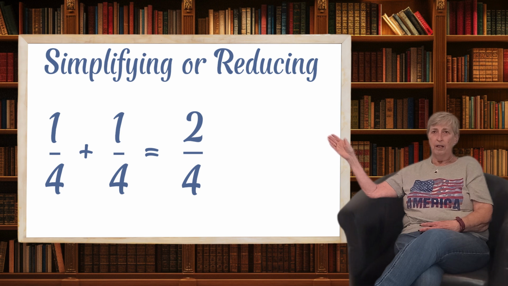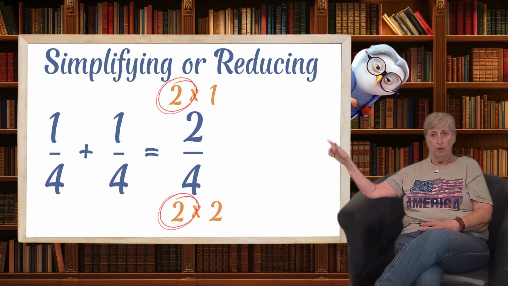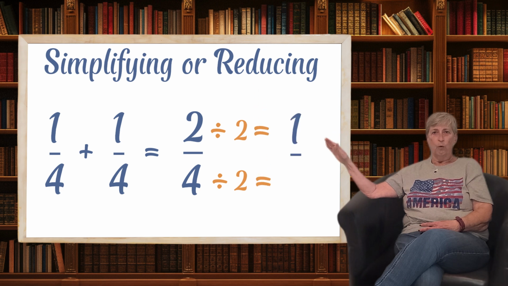2/4, if you look at it, remember we said we want to factor them. 2 is a prime number, 2 times 1. But 4 can be 2 times 2. So here we have a common factor of 2. That means we can simplify 2/4 by 2. So we're going to take 2/4 and divide it by 2. 2 divided by 2 is 1. 4 divided by 2 is 2. So our simplest answer would be 1/2.